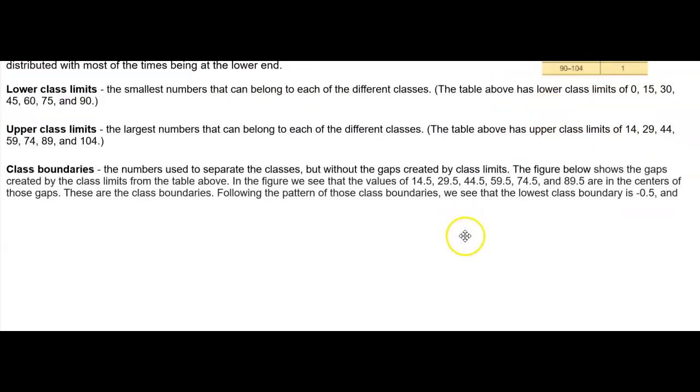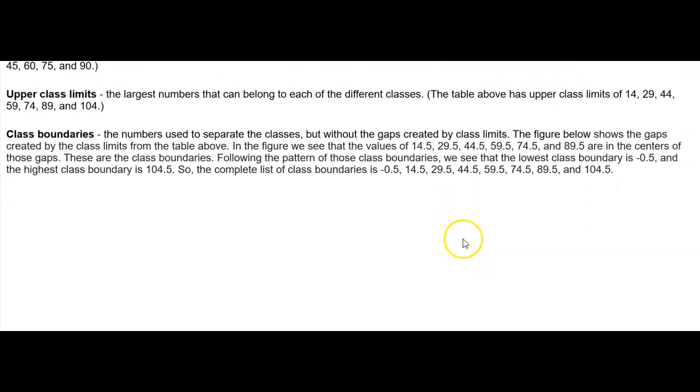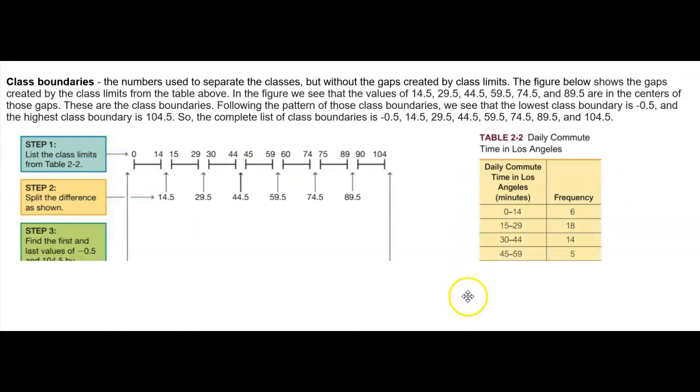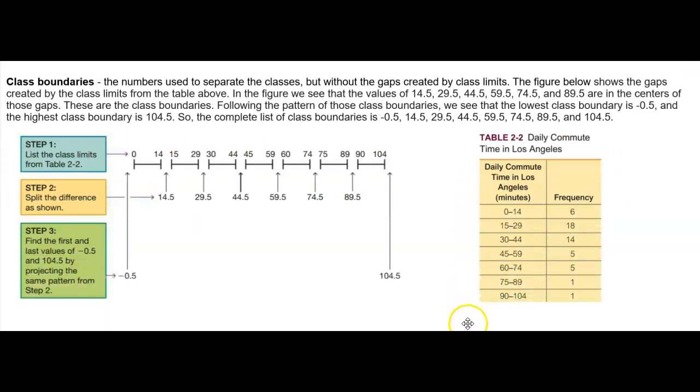Okay, so next we want to take a look at class boundaries. We're going to take a look at the figure below and to the right and discuss class boundaries. The class boundaries are the numbers used to separate the classes, but without the gaps created by class limits. This figure below, over here to your left, shows the gaps created by the class limits from the above table.